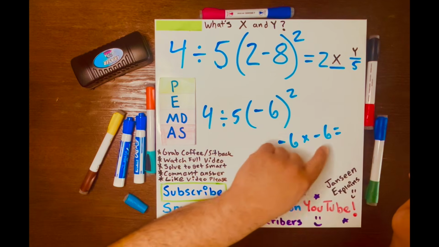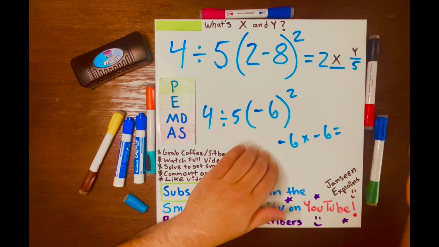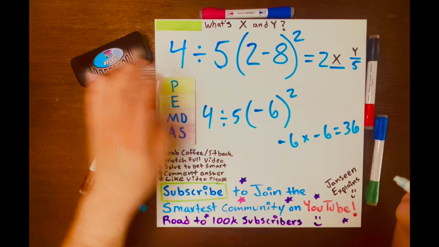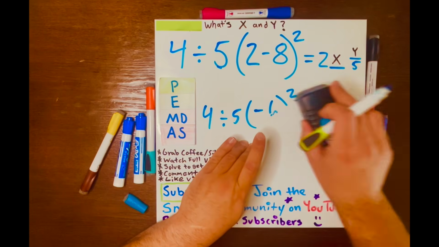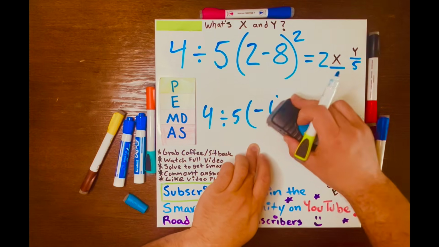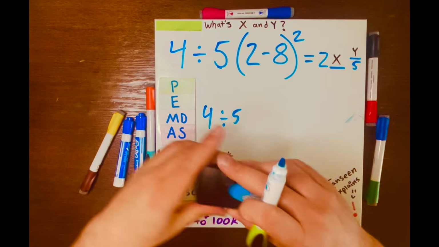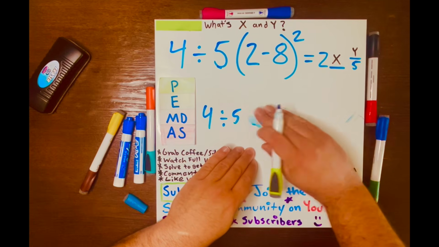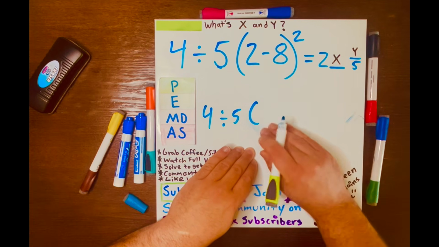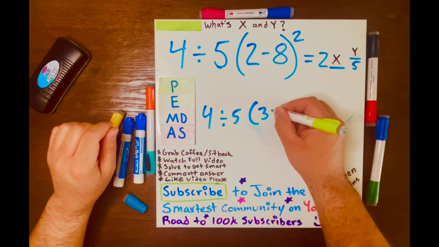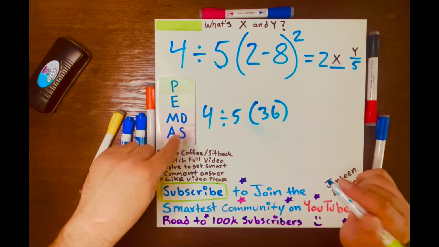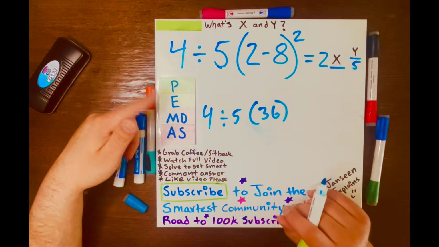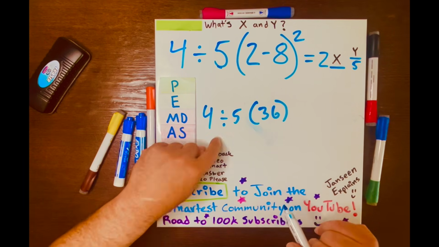So a negative times a negative is a positive, and 6 times 6 is 36. So it's a positive 36, and I am erasing this for space, and 36 will be written here. Just keep it in its brackets, 36 in the brackets or parentheses. And now we're looking at this. PEMDAS is saying, hey, you're going to divide first.